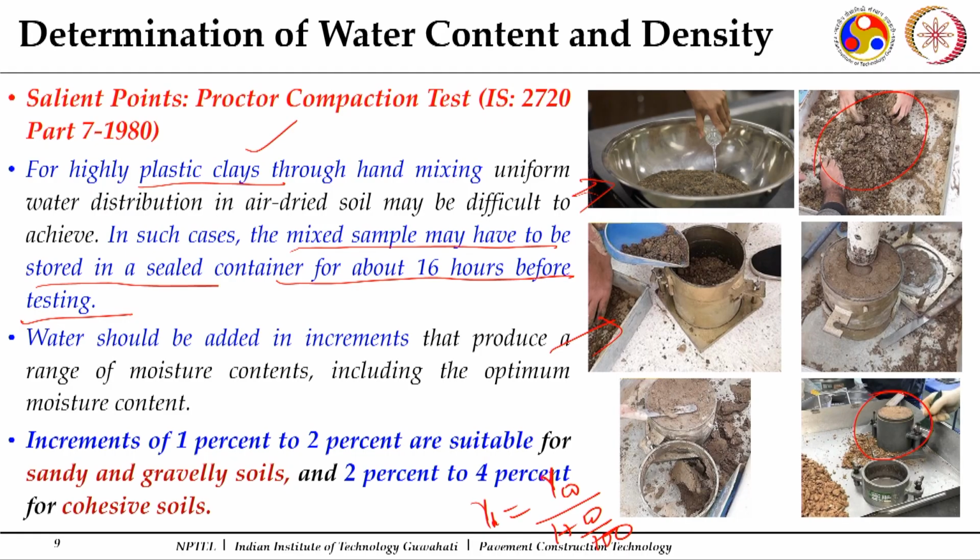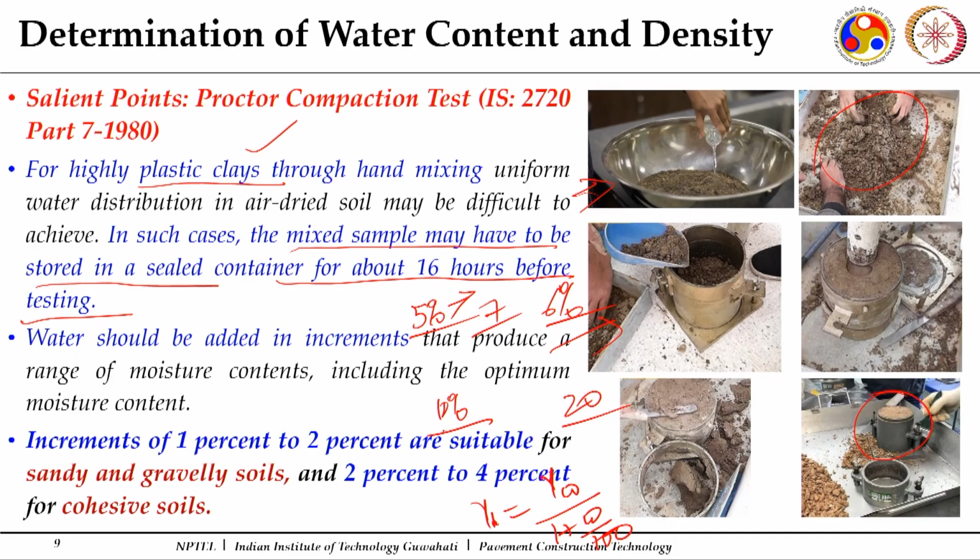If I start, say, for sandy and gravelly soil at 5% moisture content, and for the clay soil having a plastic limit of say 20, I will start at around 10% water content. Now, what increments will I go with here? I will go with increments of either 1 to 2% in the case of sandy and gravelly soil. So, next may be 7% or 6%.